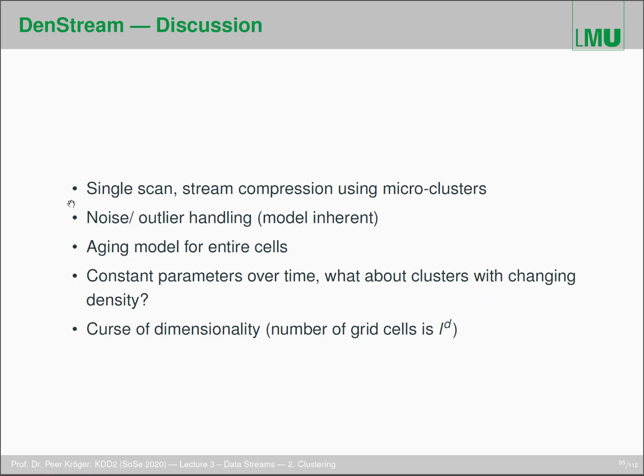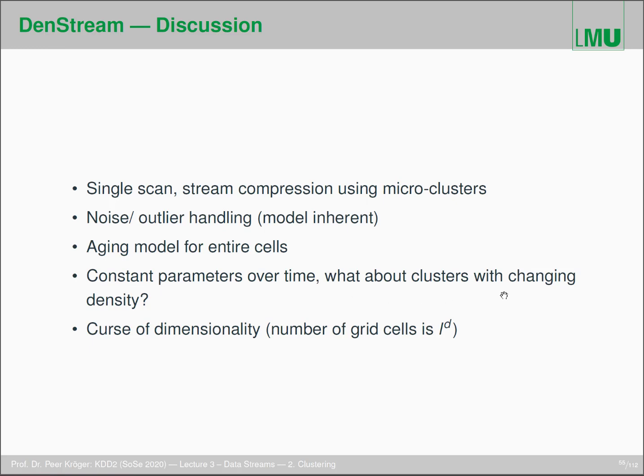Short discussion. So it's again a single scan stream compressing method using microclusters. The model inherently handles noise and outliers. We have an aging model again, now not on the point level, but for entire cells, for entire microclusters. We have constant parameters over time.